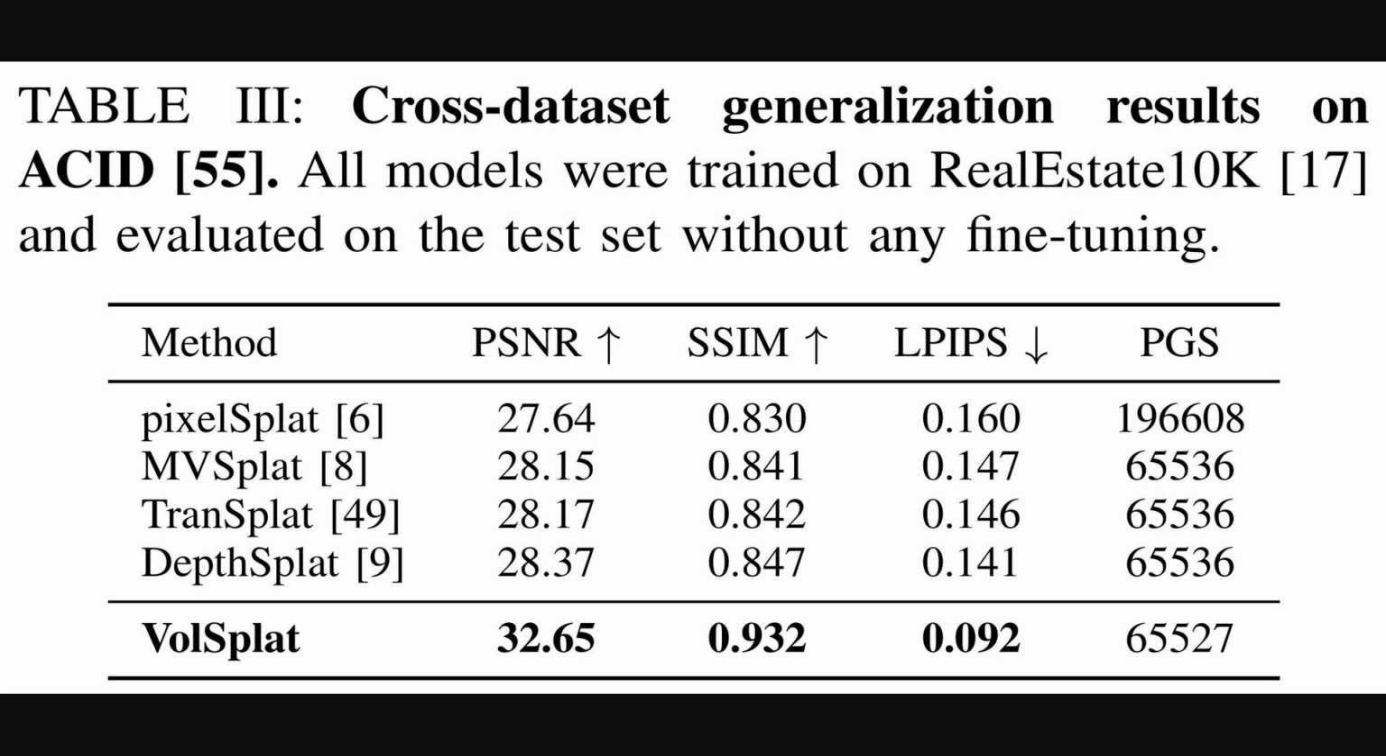So, while Figure 4 highlighted cleaner visuals, Table 3 shows cross-dataset generalization in a zero-shot transfer test, which means the model is evaluated on a new dataset without fine-tuning. Trained on Real Estate 10K and tested on ACID, VolSplat reaches PSNR 32.65. It also records SSIM 0.932, which signals strong structural fidelity. LPIPS falls to 0.092, so perceptual errors look lower. Baselines cluster near PSNR 28, indicating a sizable margin. The method uses roughly 65,000 primitives, which is comparable to competitors yet delivers better quality.